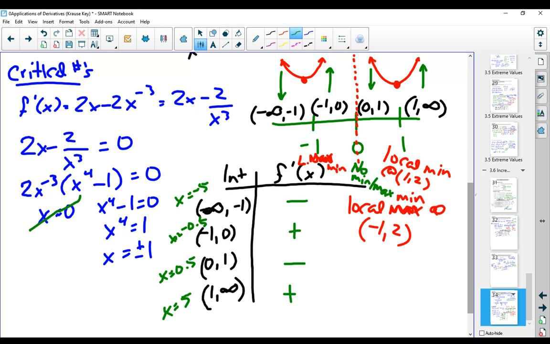All right, so just to clarify, because I mixed up the wording there, we have a local minimum at -1, 2. We have an asymptote at x equals 0, so there's no min or max. And then we have a local minimum at 1, 2.